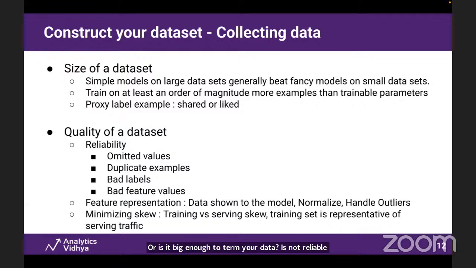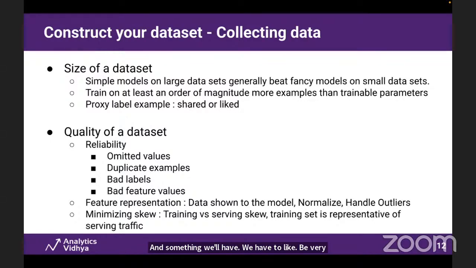Whether there are duplicates in your data, whether there are bad labels. So, for example, a cat picture is actually mislabeled as a dog. How many such cases are there? Those would be bad labels, and bad feature values. So when you're collecting, say, readings, someone by mistake added a zero at the end, and it completely changed the meaning. Those are bad values. Those things actually make the quality of data unreliable, and something we have to be very cautious of.